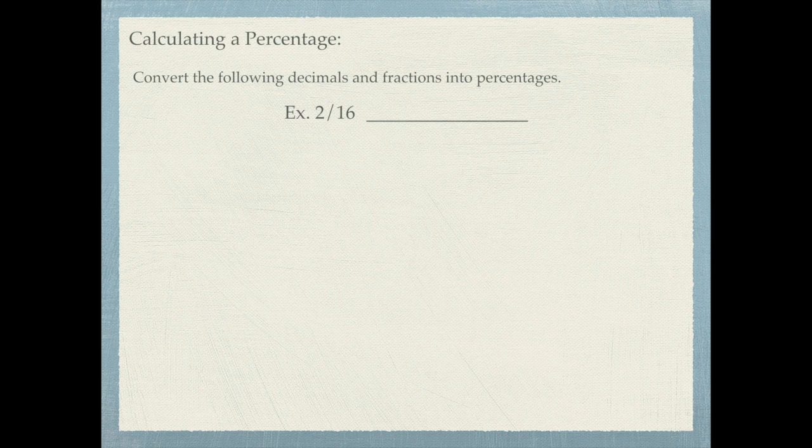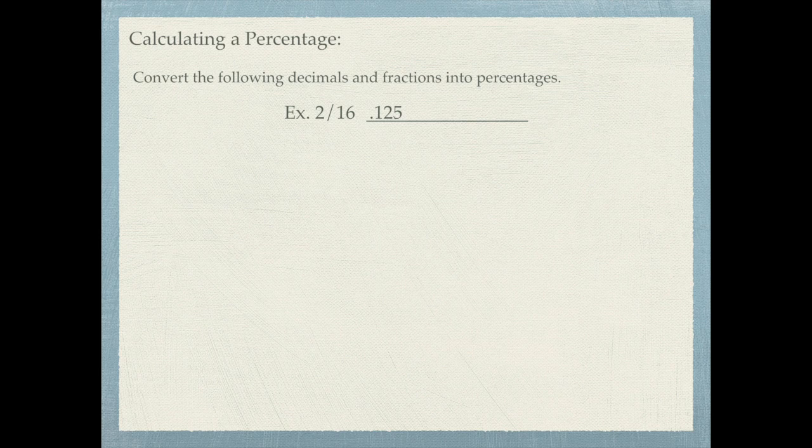The next thing for you to know is how to calculate a percentage. I can either give you a fraction or a decimal. In these examples, I give you a fraction. So the first thing that you need to do is take 2 and divide it by 16 to get a decimal. And when I do that in my calculator, I get 0.125.